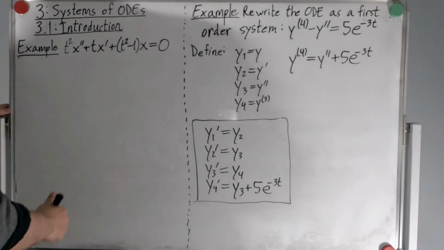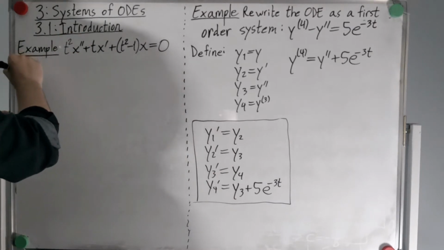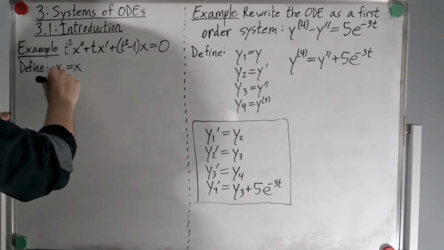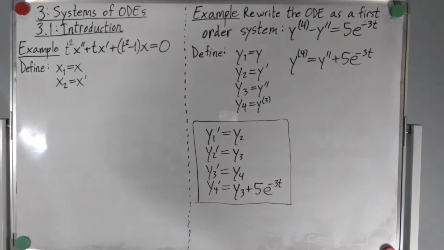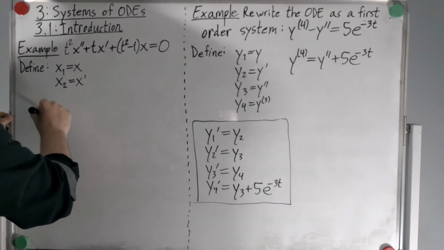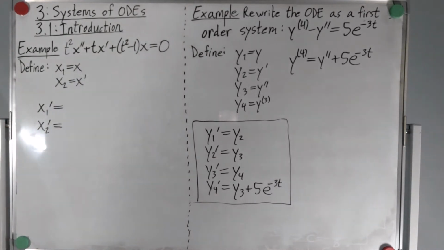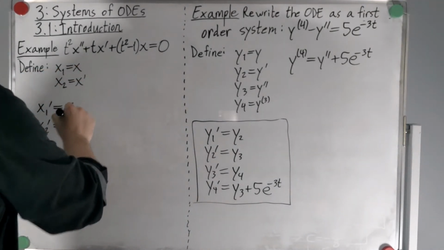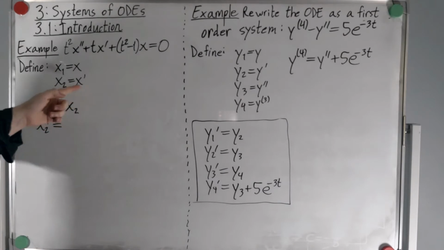Well, once again, we're going to need as many new variables as the order of the ODE. The order of the ODE is 2. So define x1 to be x, x2 to be x prime. That's all you'll need. Okay, so x1 prime equals something, x2 prime equals something. x1 prime is going to be x prime, which is apparently x2.